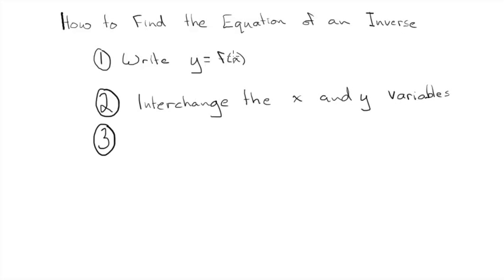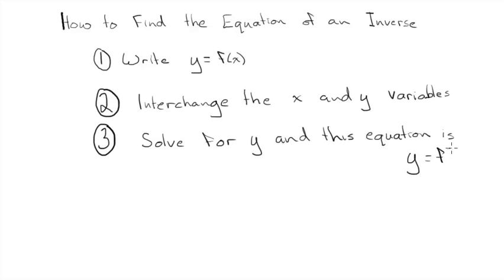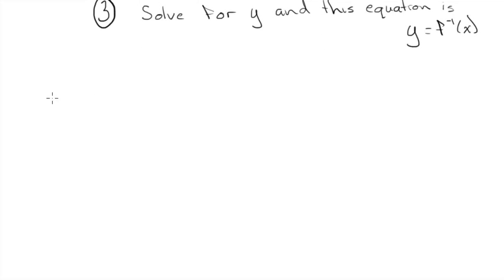And then if you did that, you'd have y in f and x would be isolated, but that's not what you want in a function. So the next thing you would do is you would then solve for y. And this equation would be your inverse. The equation is y equals f inverse of x. Okay, so let's just look at an example.